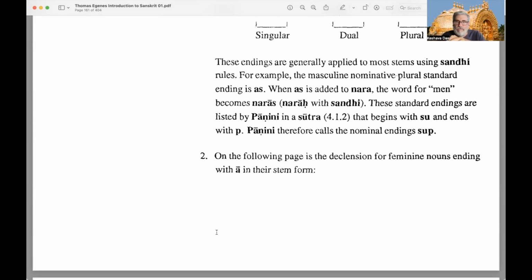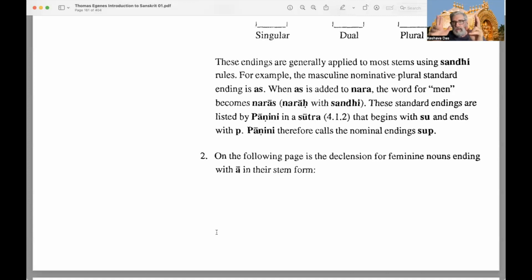These standard endings are listed by Panini in Sutra 4.1.2, which I just rattled off for you: Su Au Jas Am Au Shas Ta Bhyam Bhis Ṅe Bhyam Bhyas Ṅasi Bhyam Bhyas Ṅas Os Am Ṅi Os Sup. Those are the endings. If you want to learn that sutra sometime, you can, but you don't have to. It's not going to help you that much at this point.